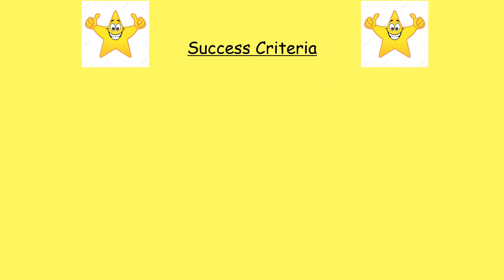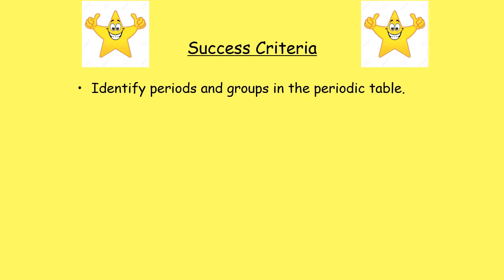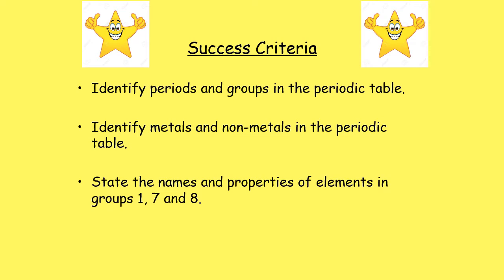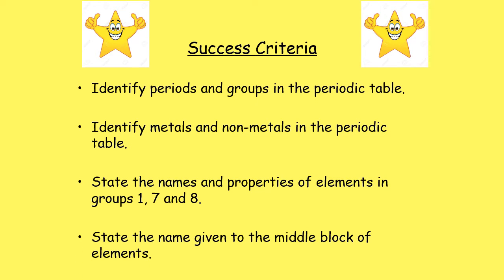The aim for this lesson is for you to understand the periodic table. And in terms of success criteria, what we would hope you would be able to do by the end of this lesson is to identify what we call periods and groups in the periodic table, identify where to find metals and non-metals in the periodic table, to state the names and properties of elements in groups 1, 7, and 8, because those groups have special names, and also to give the name for the middle block of elements on the periodic table.